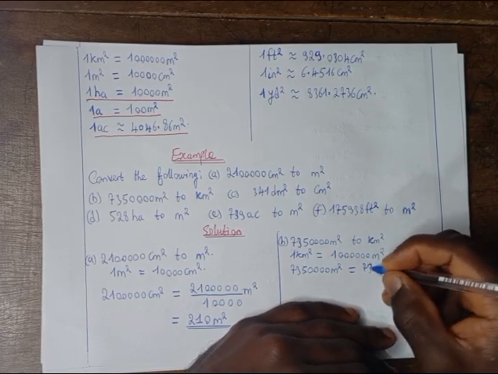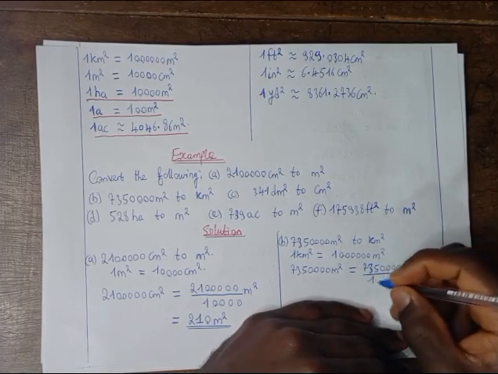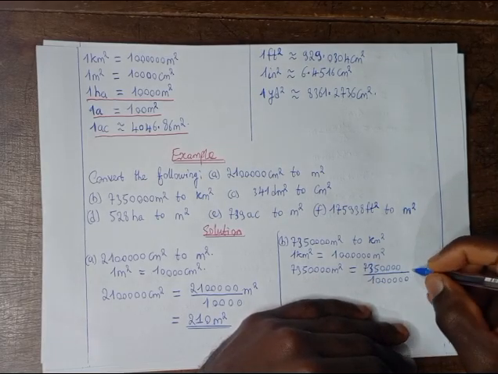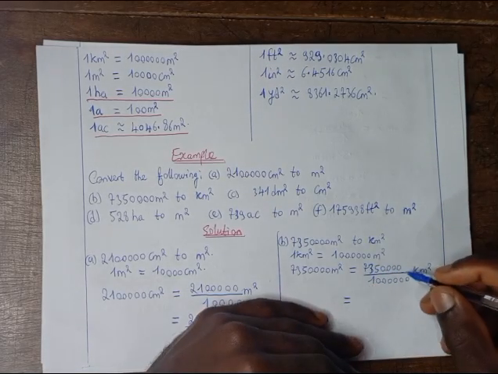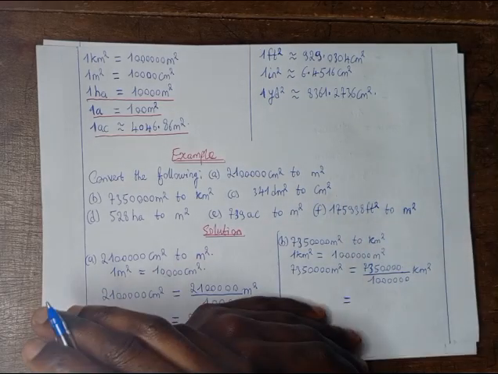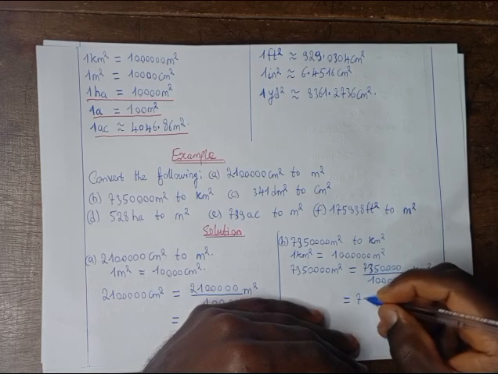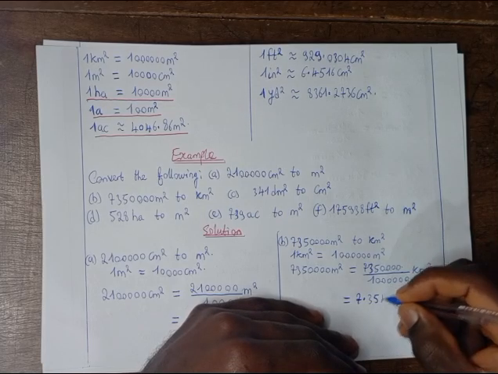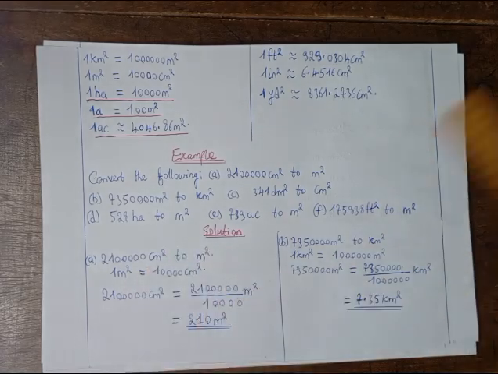This will give us 7,350,000 divided by 1 million. And the new unit will be kilometers squared. So this will simply be equal to, we are going to take this decimal point 6 places to the left hand side. This will give us 1, 2, 3, 4, 5, 6. So this will give us 7.35 kilometers squared. We go now to the next question.